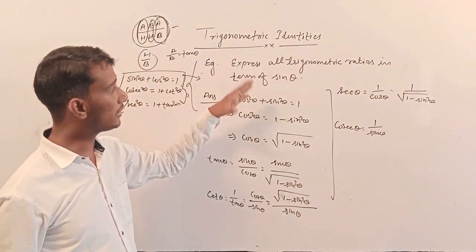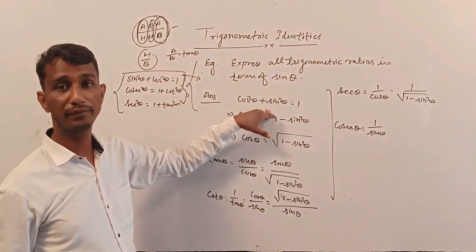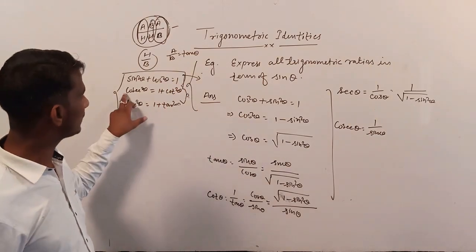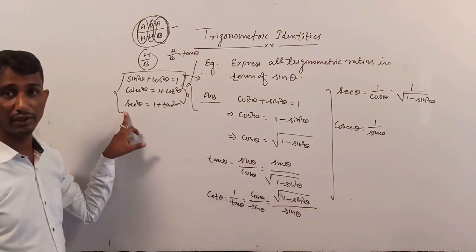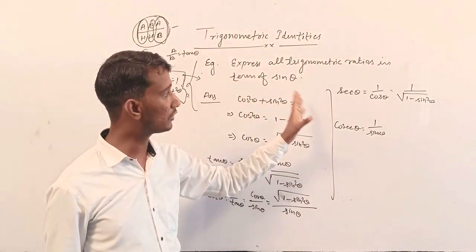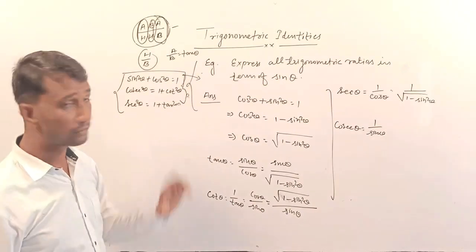In this way, if you want to convert all the trigonometric ratios in cos, you can use this. If you want to convert all the trigonometric ratios to tan, you can easily use these trigonometric identities, and easily write all the trigonometric ratios in different forms. Okay. I hope you are getting my points.